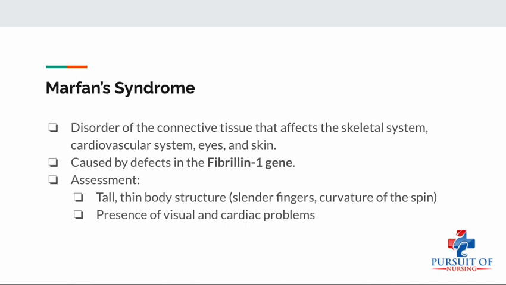Okay, Marfan syndrome. Marfan syndrome is a disorder of the connective tissue that affects the skeletal system, the cardiovascular system, the eyes, and the skin. So it's caused by defects in the fibrillin 1 gene. The fibrillin 1 gene serves as a building block for elastic tissue in the body.